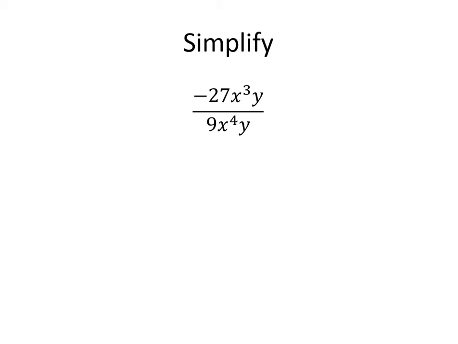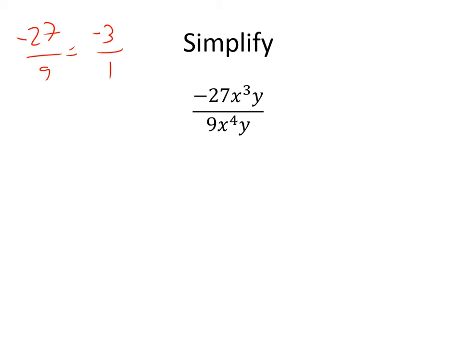Now, if they're all by themselves, like this one is, it's pretty straightforward. You just take the common parts and reduce them. So we look at the leading coefficients, negative 27 over 9. Negative 27 over 9 reduces down to negative 3 over 1. Okay, so that's going to be the first part of our problem.